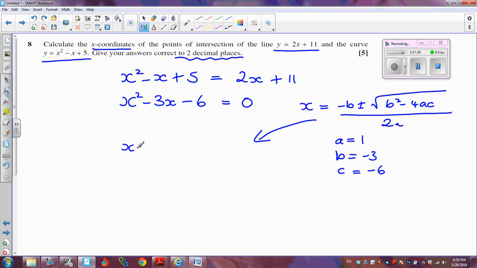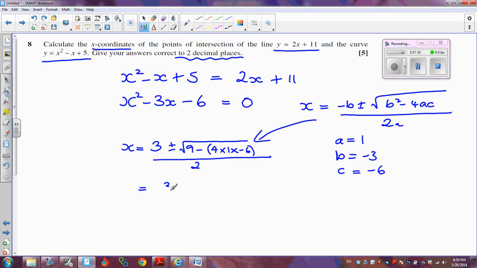x is going to equal minus b. Well, if b is negative 3, then minus b will be 3, plus or minus the square root of b squared. Well, minus 3 squared is positive 9, minus, and I'm going to put the 4ac in a bracket, so it's 4 times 1 times minus 6, and that's all divided by 2 times 1, which is 2.